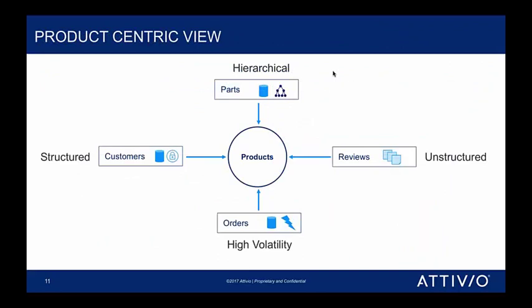This is the product-centric view of what Attivio would look like solving the same exact use case. Each element remains in a separate table, each updated on its own schedule or based on real-time events. So now you have the parts database, the customer database, the reviews, the orders, and the products all independent, updating on their own. Orders is updating as often as you like. The parts' hierarchical relationship is maintained. And really, it's how you construct the query that defines how these relationships work.